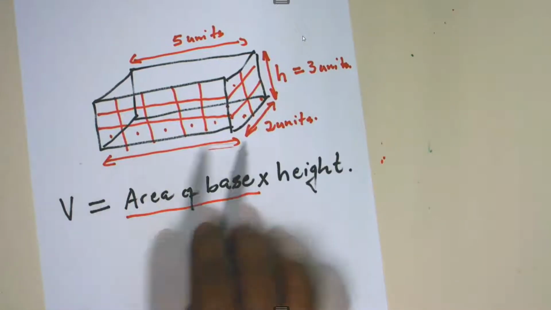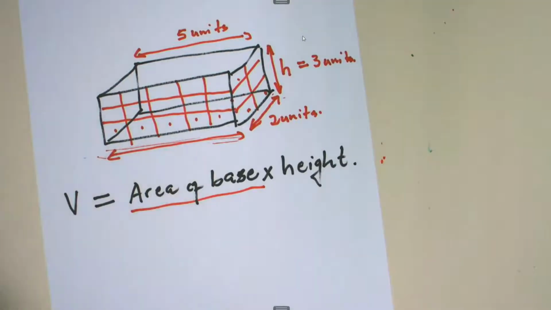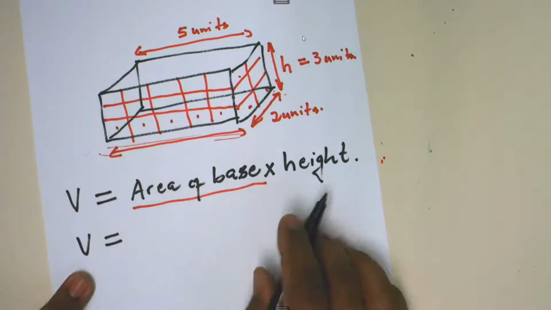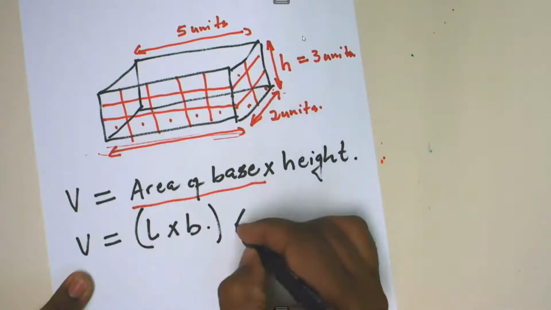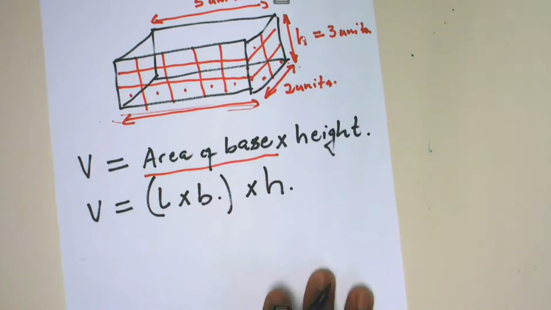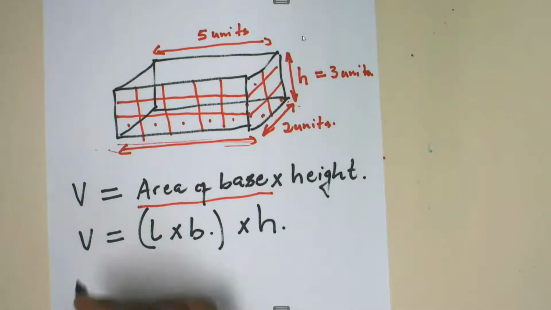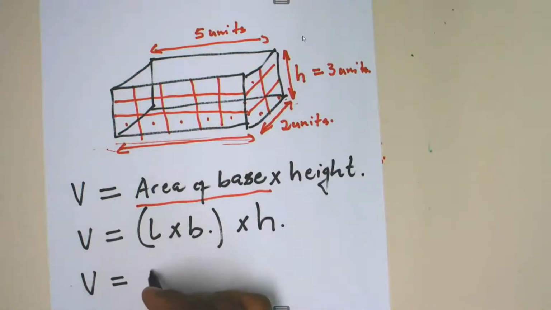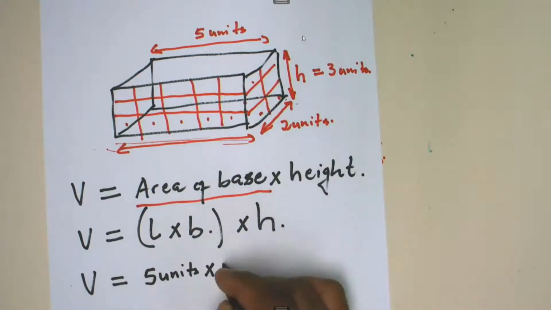Look at the base in terms of a 2D. What is that? It is a rectangle. And therefore, for a rectangle, the area of the base will be length multiplied by the breadth, and then I multiply by the height. Now let's bring this into the drawn figure to find the volume of the rectangular prism with the dimensions length 5 units, and therefore I will have the 5 units multiplied by the breadth, which is 2 units.